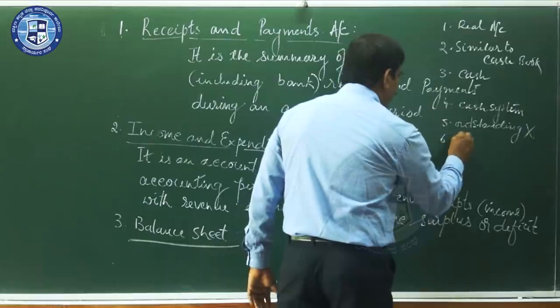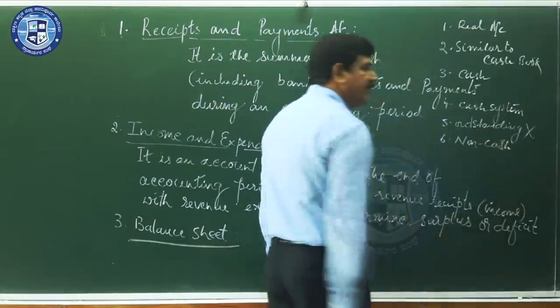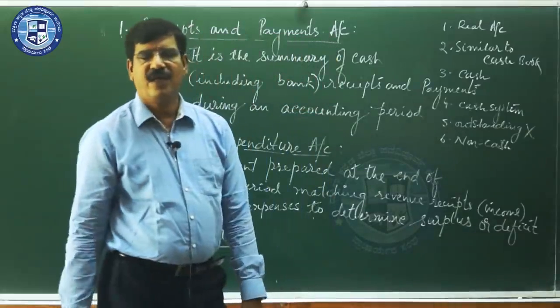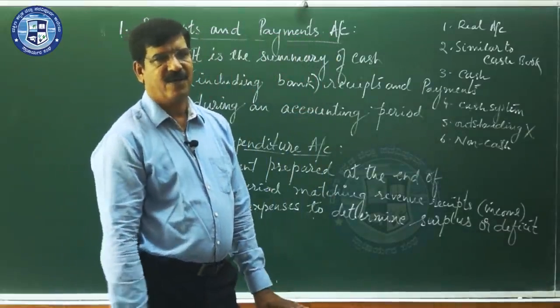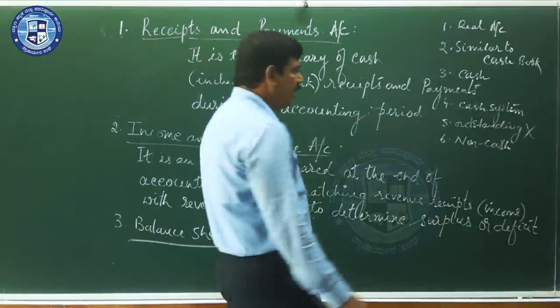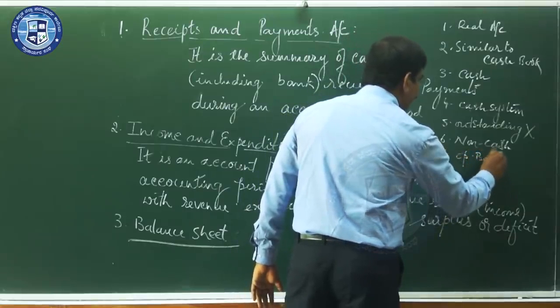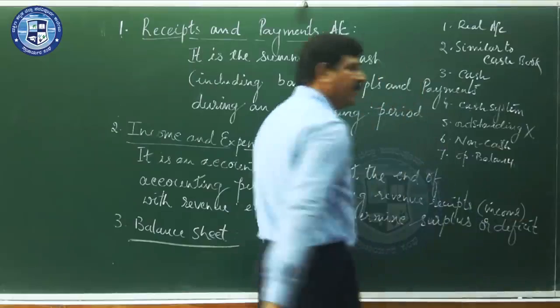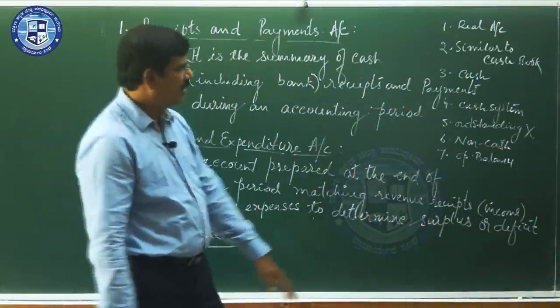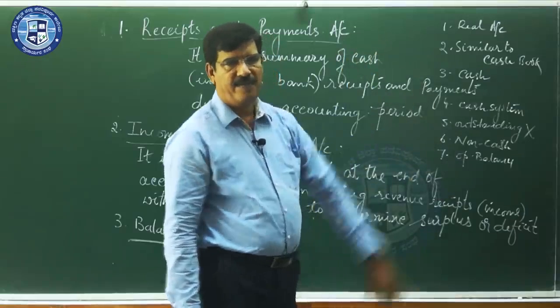And non-cash items like depreciation and bad debts are not recorded in the receipts and payments account. And one more feature is it begins with the opening balance and ends with the closing balance. So these are the features of the receipts and payments account.